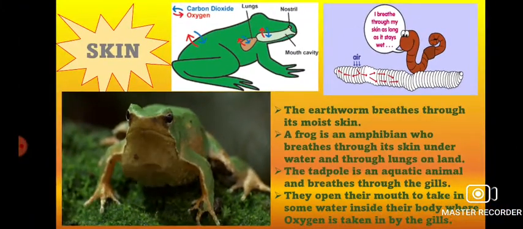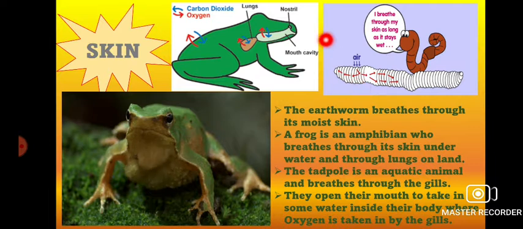Now, the tadpole is an aquatic animal. They breathe through the gills. They open their mouth to take in some water inside their body, where oxygen is taken by the gills. So here we have seen that a tadpole can respire with the help of the gills.